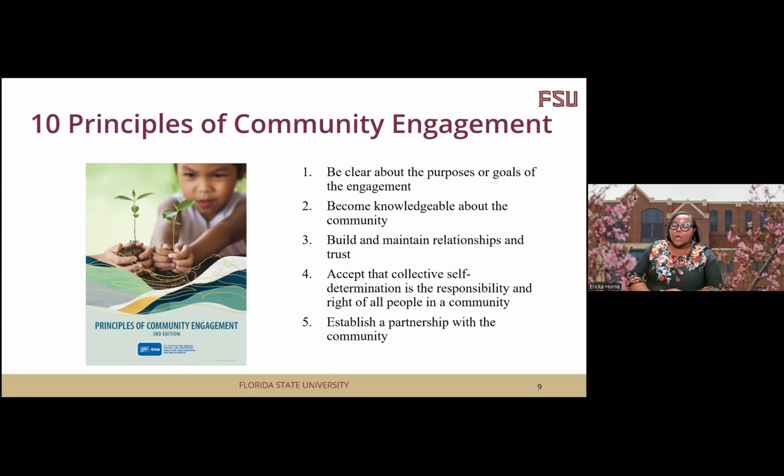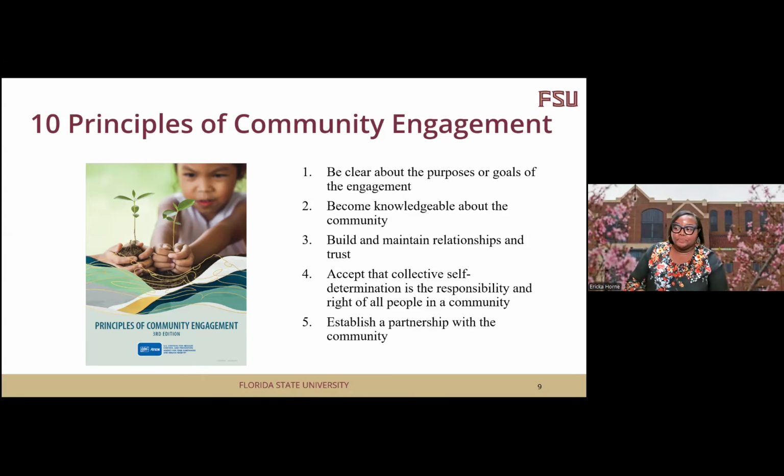So 1, we have to be clear about the goals and purposes of the engagement effort and the populations or the communities that you want to engage. So if you know that you want to engage adolescent youth, for example, you want to make sure that's clear and understood. Who is the audience that you want engaged? Who's the population? If it's for adolescent youth, you may not want to go to the senior center. You may not want to go somewhere else. So just be clear about who the engagement is for.